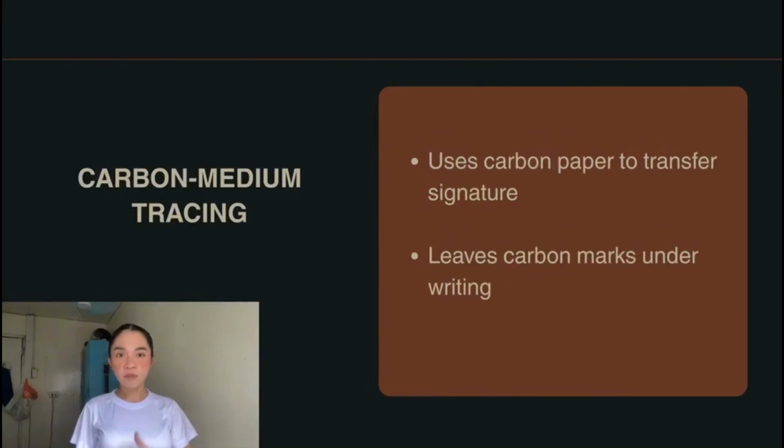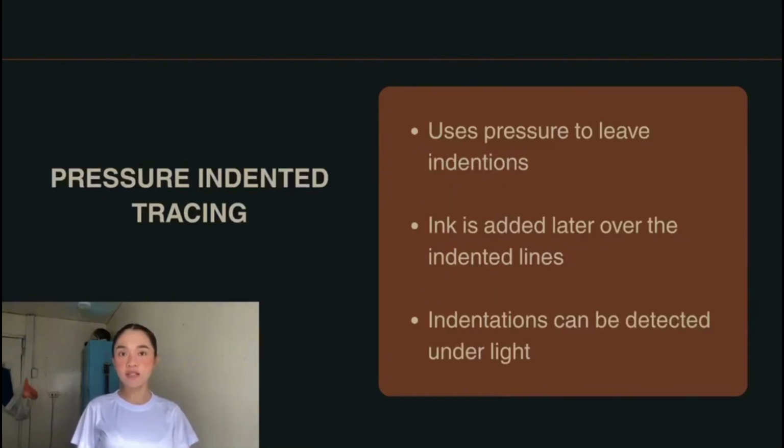So next is the carbon medium tracing, one of the methods of traced forgery. So ang carbon paper is used to transfer the outline of the signature, so it leaves the carbon marks under the writing. So next is pressure indented tracing, also one of the methods of traced forgery. So the forger presses harder to leave indentions on the paper, then adds ink after, so the marks are detected using mga special light, especially the oblique light, the side lighting.